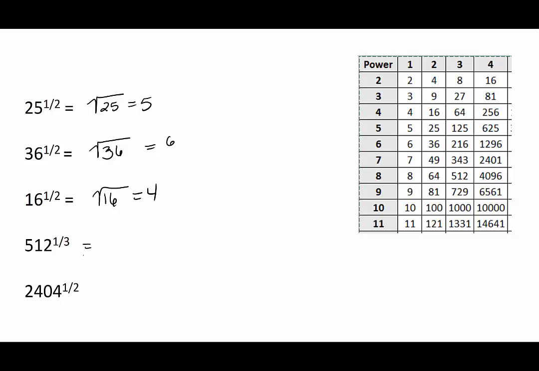Stop the video and figure out what 512 to the 1/3 power is. Step 1, change it to radical form. In this case, this is the cube root of 512. So we look at our chart of powers and we find in the cube column, because I want to take the cube root of a number, I find 512. The cube root of 512 equals 8.